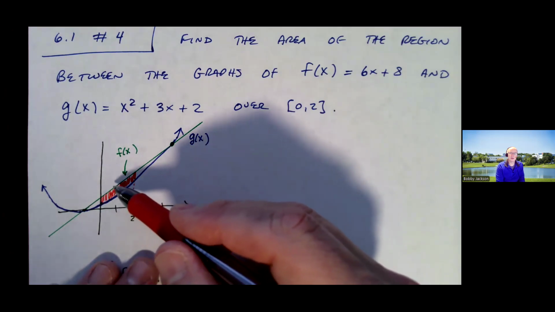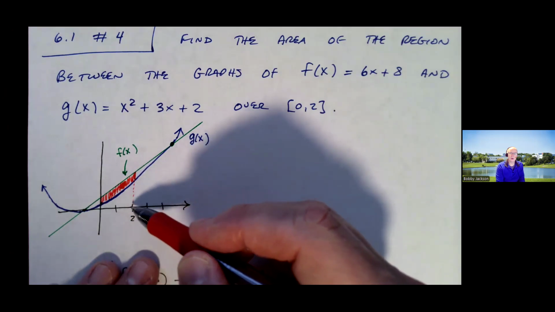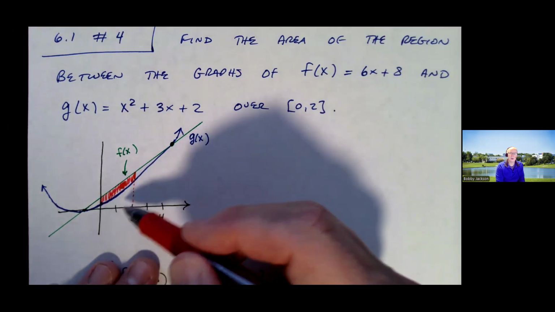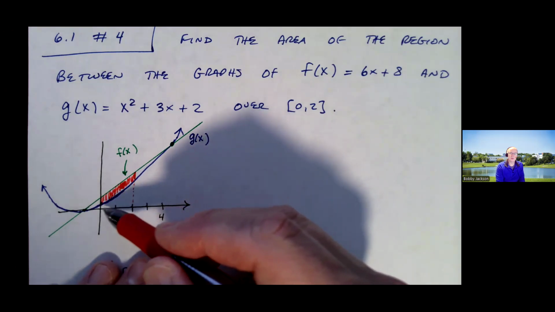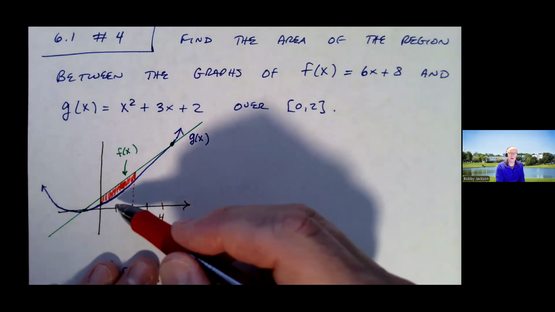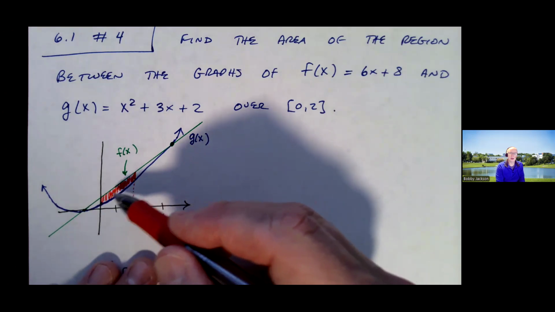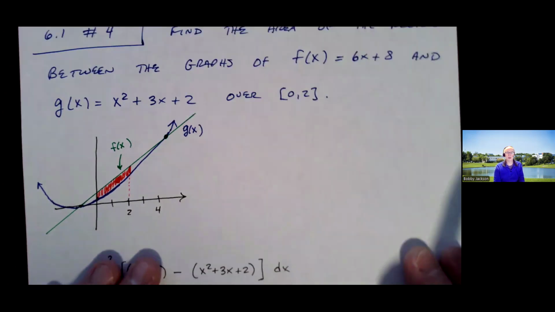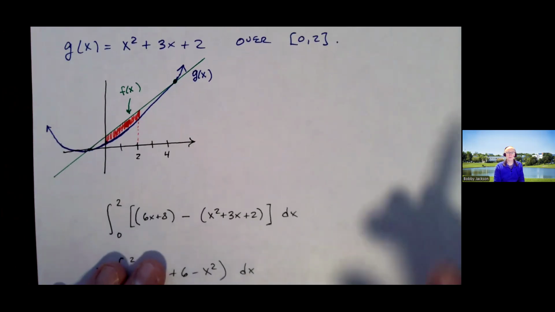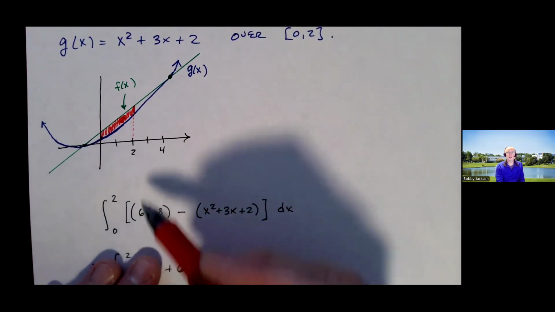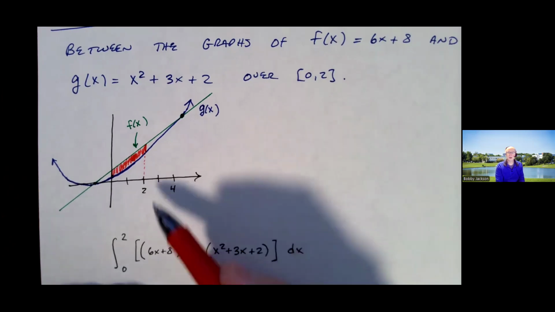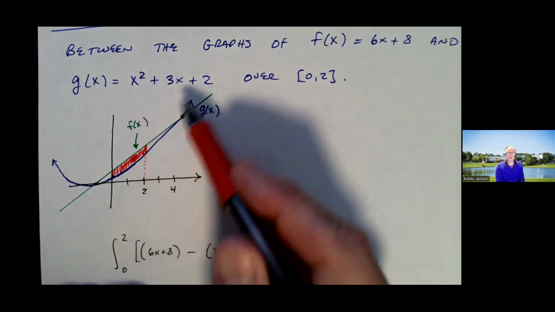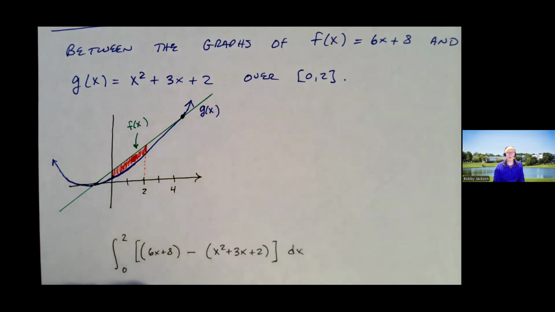If we integrate just the top function, the f of x, we would get the total area under that curve. If I integrate the g of x function here, I would get this white unshaded area down here. And so clearly, when I subtract, I'm going to get this shaded region that we want. And so here it is. The top function is the function f of x, which is 6x plus 8. And the bottom function is g of x, which is this quadratic function. And there's the main setup.